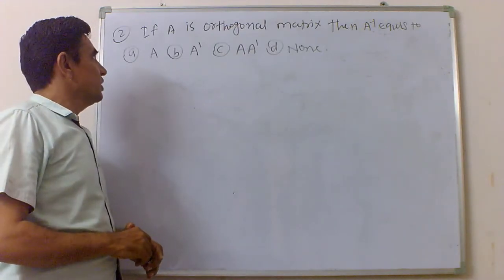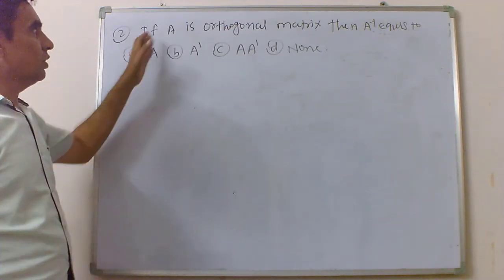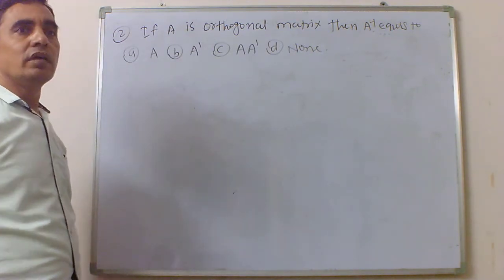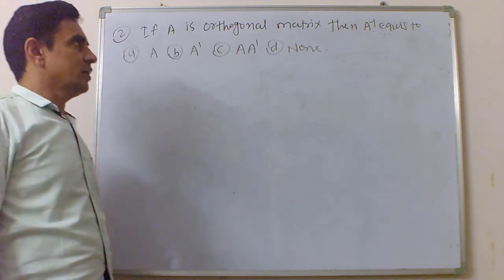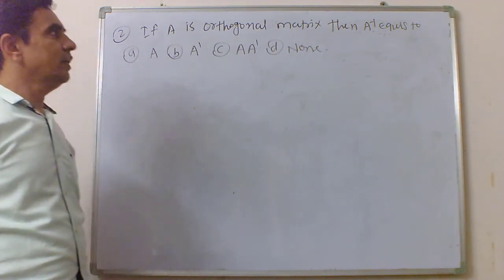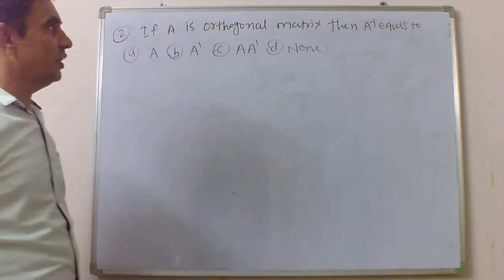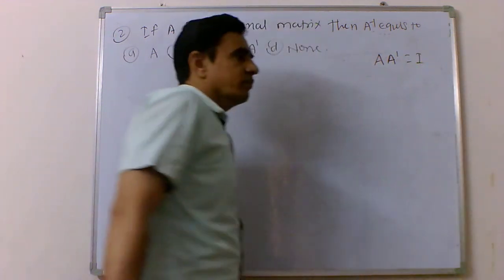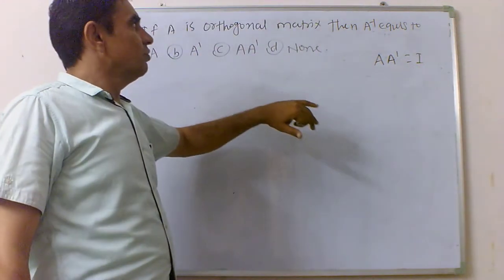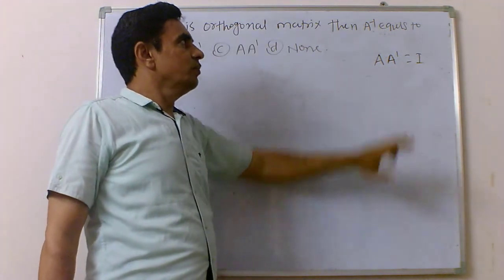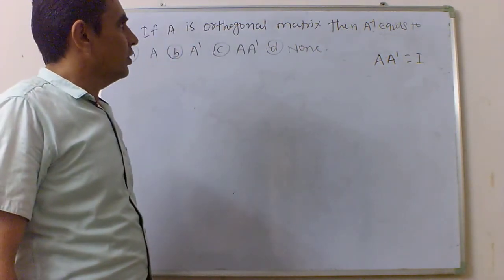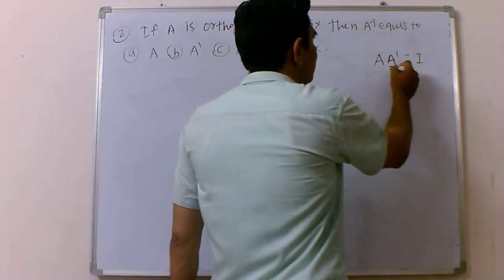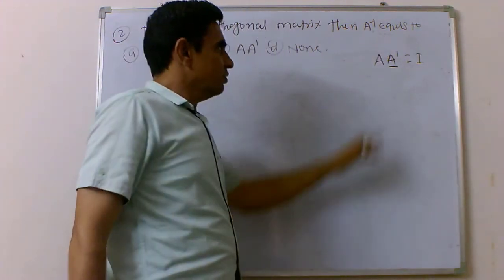Now see the next problem, second. If A is an orthogonal matrix, then A inverse equals to what? We have seen what an orthogonal matrix is. We already defined the orthogonal matrix. A is an orthogonal matrix if A into A transpose is equal to I. Then A inverse is equal to what? It means if the product of two matrices is equal to the identity matrix, then this is the inverse of this matrix, or this is the inverse of this matrix.